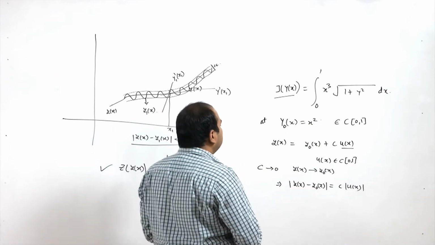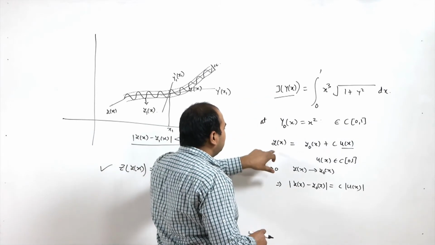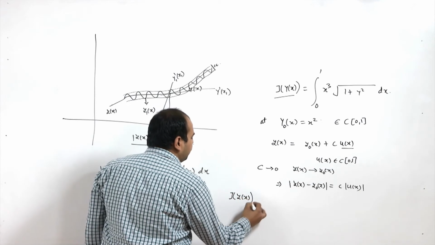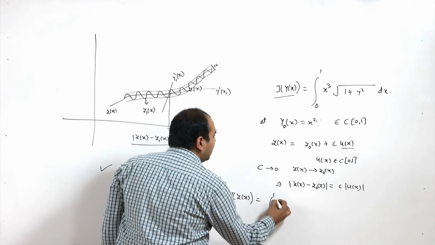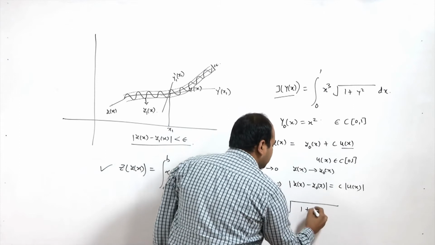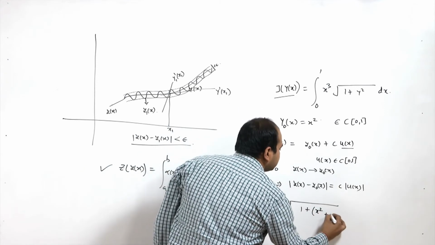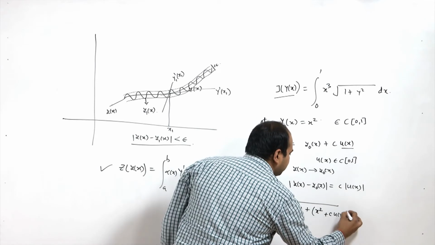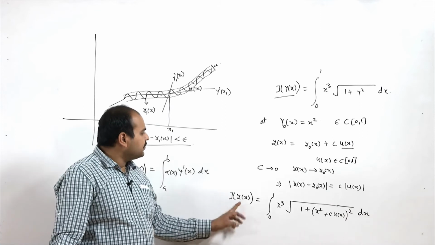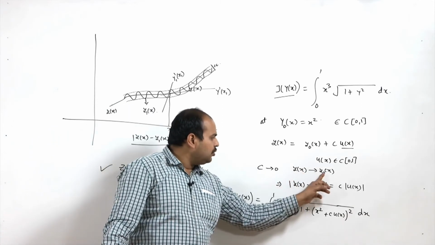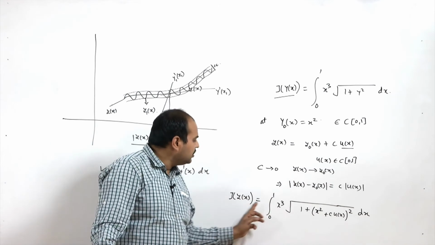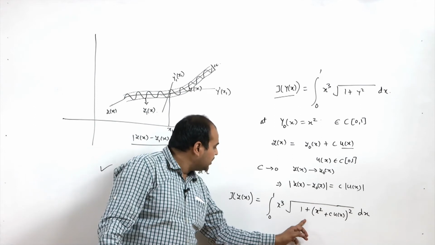Now, we want to check that the functional is also continuous in the sense of zero order proximity. So, for that you calculate the value of J of y of x. So, this is integral 0 to 1 of x cube times the square root of 1 plus, now y of x is given by this, so it is x square plus c u of x, whole squared, dx. Now, we try to say that if this y is tending to y naught, then what is the functional value? Will it go to the value of J of y naught or not?